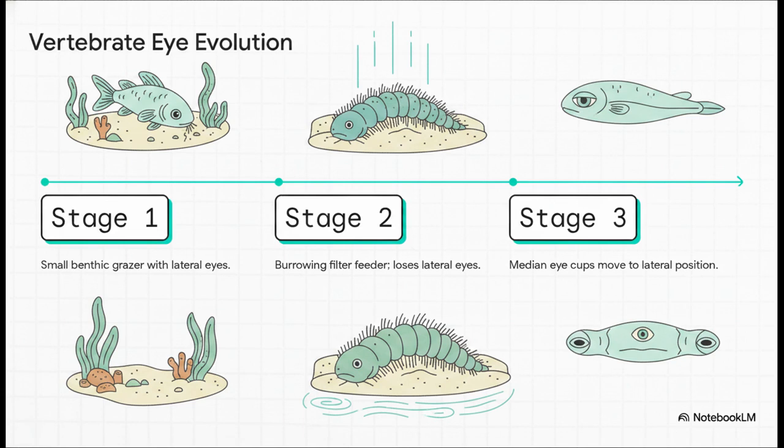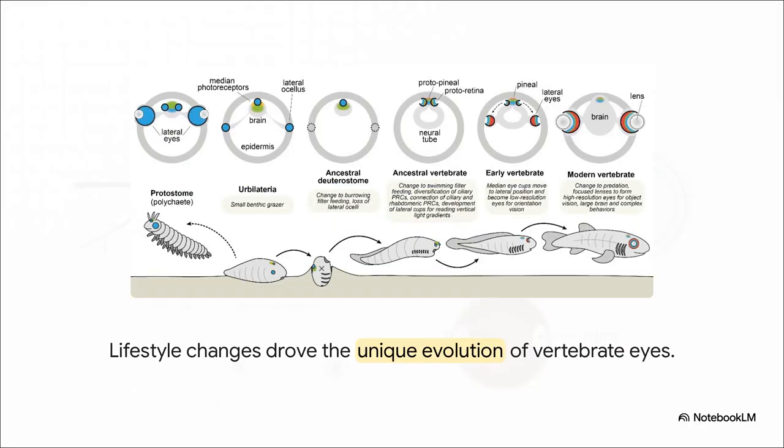Millions of years ago, our early bilaterian ancestors actually had normal lateral eyes. But then, the ancestral deuterostomes evolved to become burrowing, sessile filter feeders. Basically, they were just sitting in the mud. So they lost their lateral eyes because they simply didn't need them anymore. Instead, they relied on a single, literal third eye right in the middle of their head just to detect light gradients coming from above. Of course, evolution didn't just stop there.